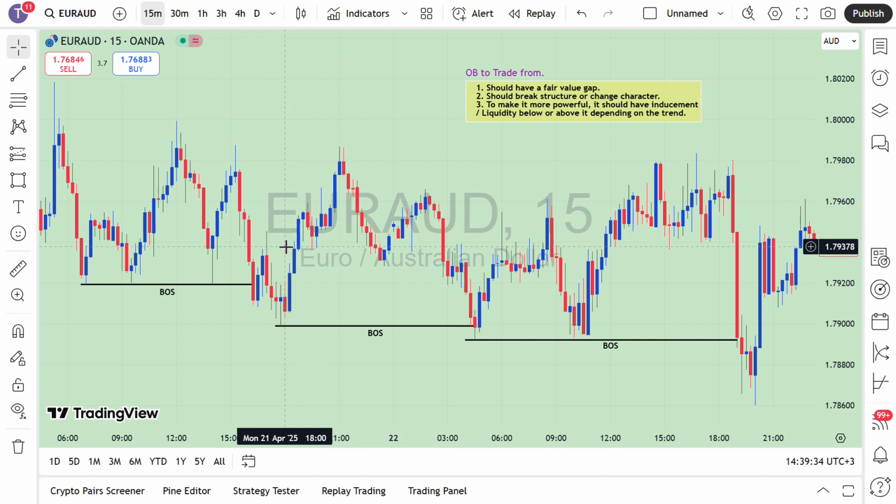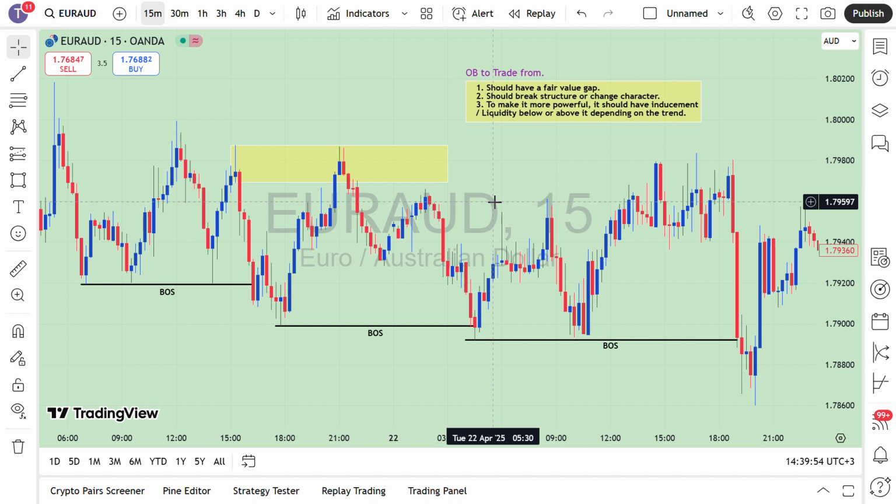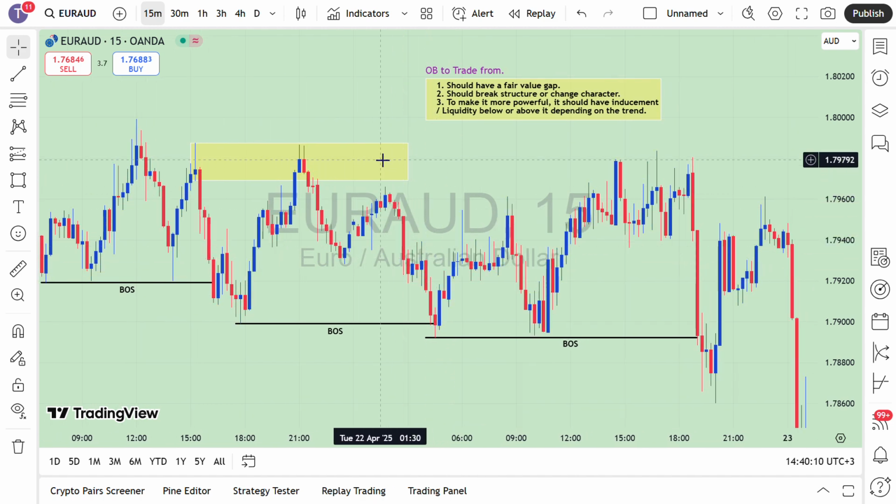So I will take this as my inducement and then go up here and look for any order block that has a fair value gap, and after that you mark that order block. So in this case here, you can see very clearly that the market came back to this order block, tapped in, and then rallied down to break another structure. So this next setup here, let me remove this.